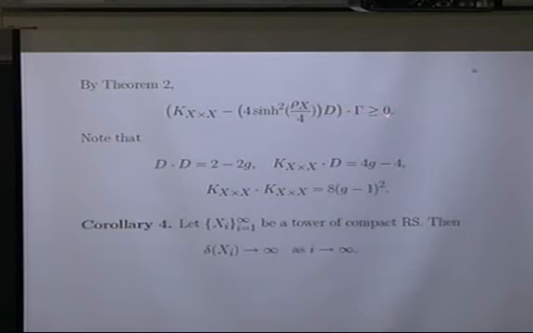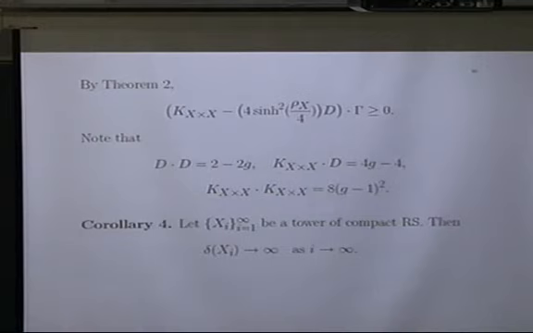We know it has to be bigger than or equal to 0, but on the other hand, both gamma and this class are all in terms of K_X cross X and D. One can easily compute that D dot D is 2 minus 2g, K_X cross X dot D is 4g minus 4, and K_X cross X squared is 8 times (g minus 1) squared. So you just plug this in, and then you get the inequality.